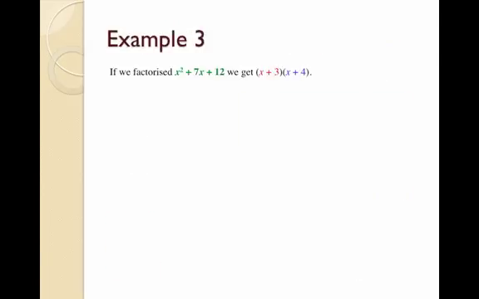If we were to factorize the polynomial x squared plus 7x plus 12, we would get x plus 3 and x plus 4. So if we divided the polynomial by either one of those, say x plus 3, we would get x plus 4. Let's see how that works. We'll set up the long division algorithm, and we start by seeing how many times x goes into x squared. That's the first step in the process. It goes into it x times because x times x gives you x squared.